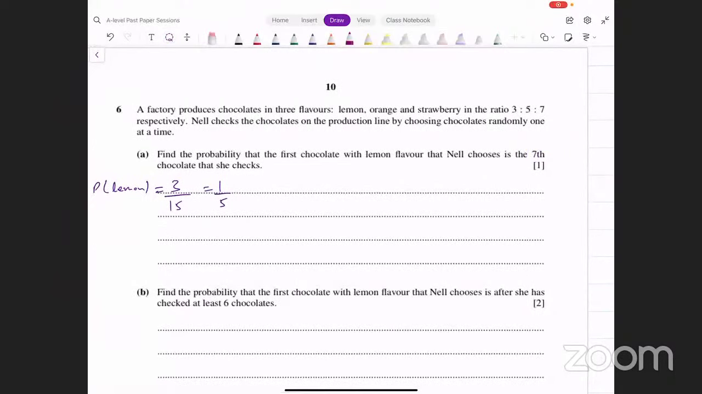अच्छा, so what kind of distribution do we have here? It's a geometric distribution, और geometric distribution के अंदर probability of success आपके पास क्या आ गई? 1/5. Failure क्या हो जाएगा? That's going to be 4/5. Now, what do we want now? We want first success on the 7th attempt. So essentially हमें क्या चाहिए? We want probability of x equals 7.